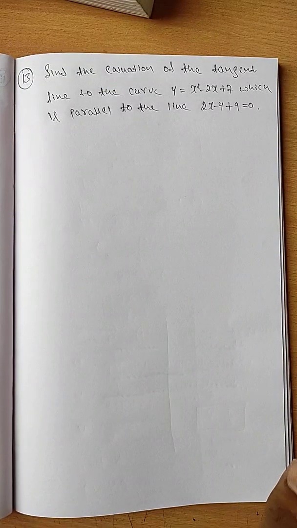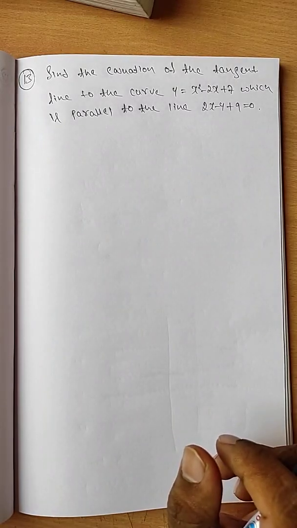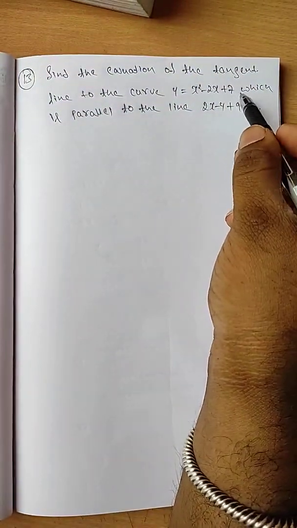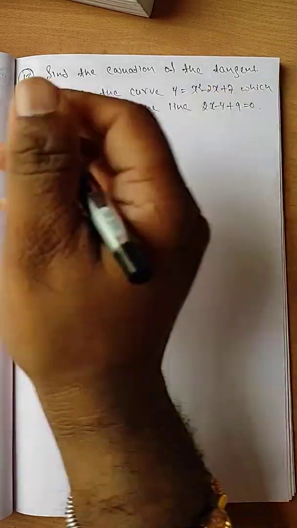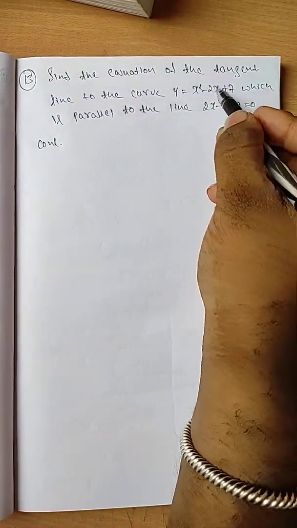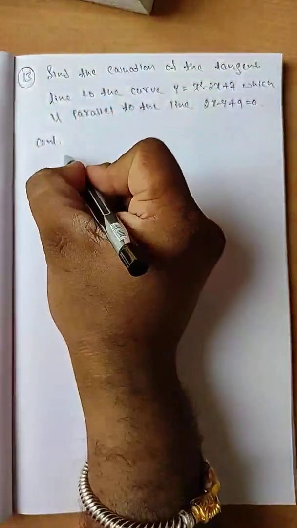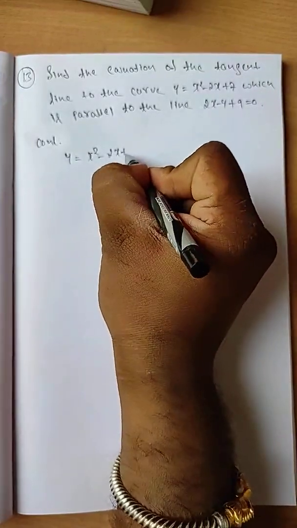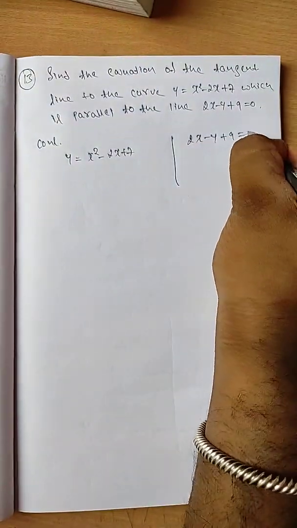Okay students, now we will go for the next problem. Find the equation of a tangent line to the curve y is equal to x square minus 2x plus 7, which is parallel to the line 2x minus y plus 9 is equal to 0. So this is the given problem. Here the curve is given and a parallel line is given. Since these two lines are parallel, the slopes will be equal. So the curve is y is equal to x square minus 2x plus 7 and the line is 2x minus y plus 9 is equal to 0.